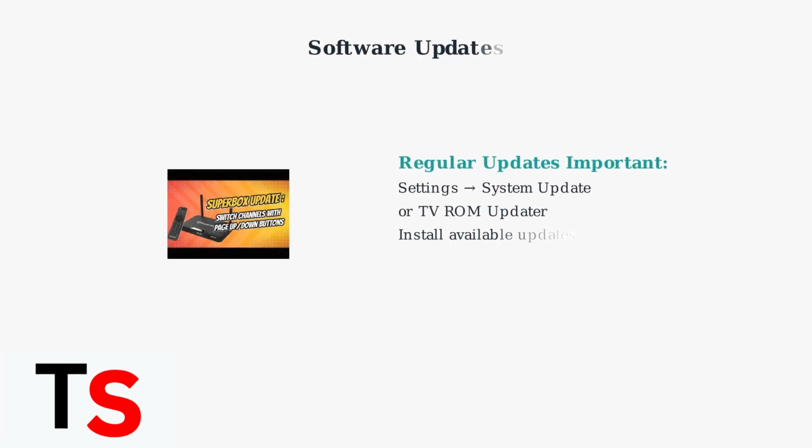Next, ensure you have a stable internet connection. Router and modem issues can prevent your Superbox from functioning properly, even if it powers on. Reboot your router and modem by unplugging them for at least 30 seconds, then plug them back in. Wait for full startup before testing your Superbox connection. Keep your Superbox software updated to fix bugs and improve performance. Access System Update or TV ROM Updater in your settings menu.